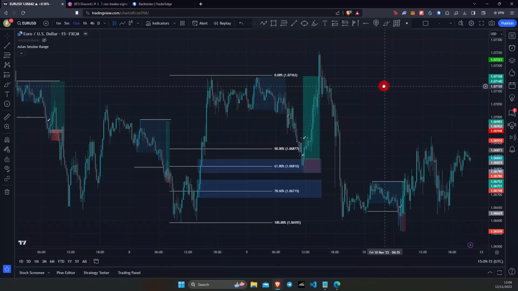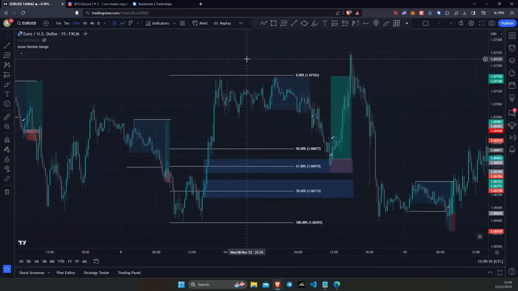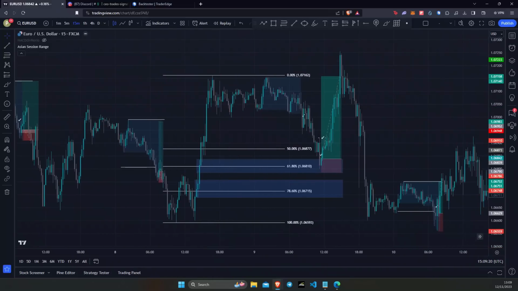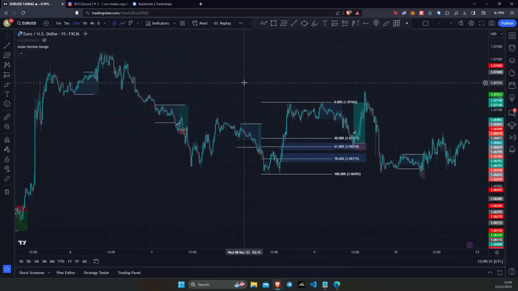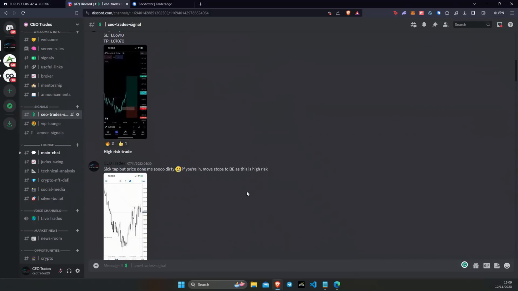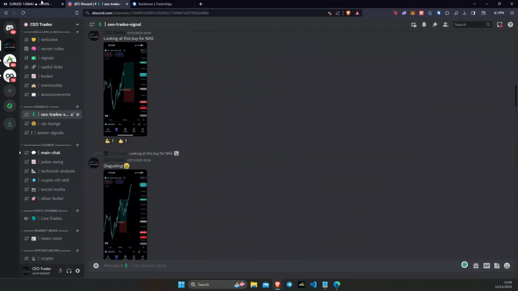Hey guys, so in today's video, I just wanted to break down the ICT Judas swing trading strategy. The trading strategy itself has a very high win rate along with very good risk to reward. This is the reason why I actually trade this on a day-to-day basis, and I also send all of these trades in my Discord as well.